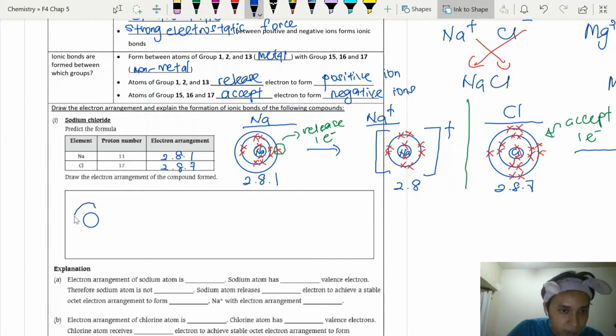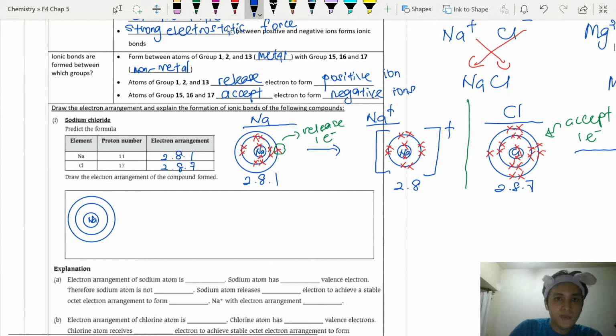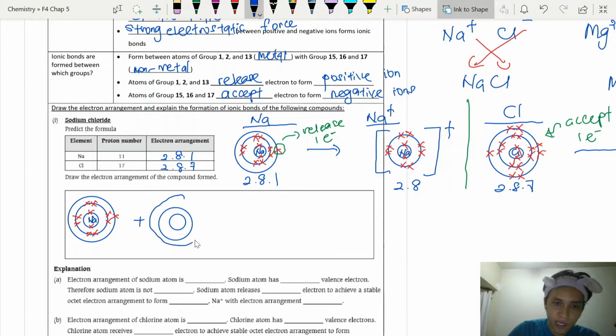So, sodium atom. I'm going to use red for sodium. 2, 4, 6, 8. Okay, 1. All right. Okay, and then you have chlorine. Okay, plus chlorine. Okay, chlorine. 2. Oh, slightly off. Never mind.